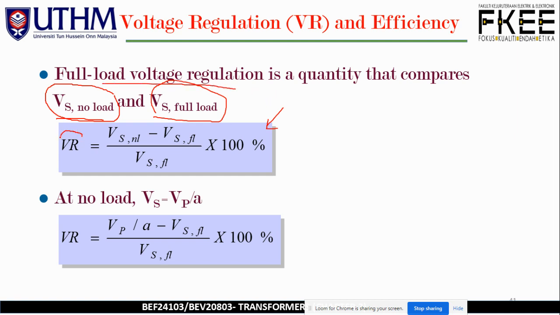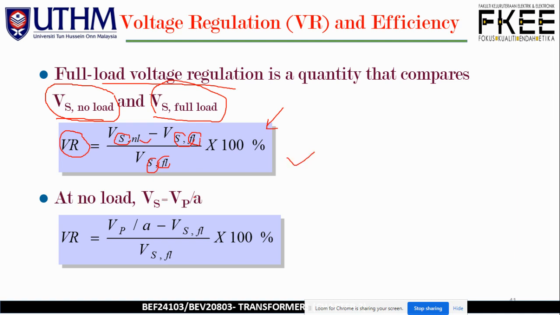So this is the symbol or the notation of the voltage regulation VR. So this is equal to VS, again, for the secondary. S stands for the secondary side of the transformer, and NL is no load. So VS no load minus VS full load over VS full load times 100%.